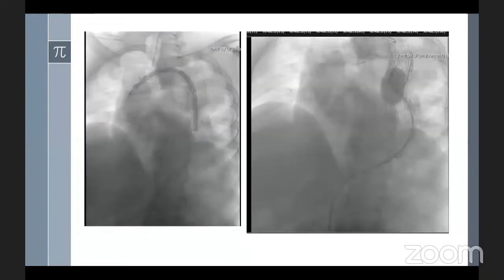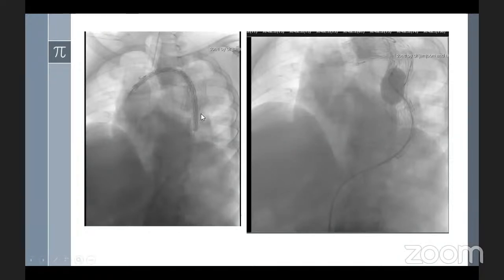This is a case we did recently with Dr. Rida Jamjoom. This patient, 50-something, had aortic coarctation repair 20 years ago, and after that, he presented with dilatation of the aorta. They did stenting for him, and 20 years later, he presented with stent fracture.